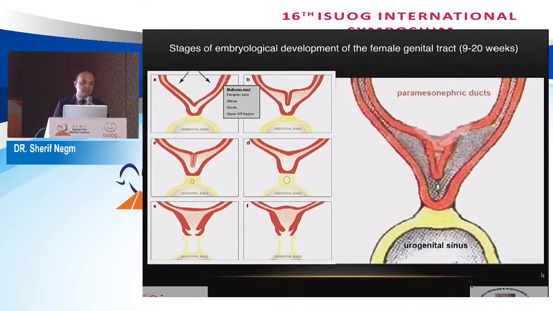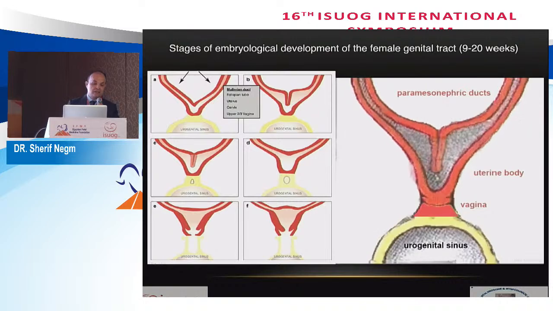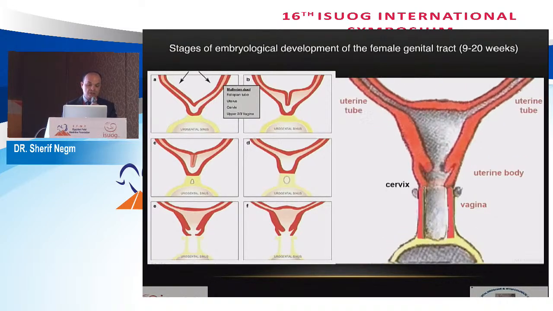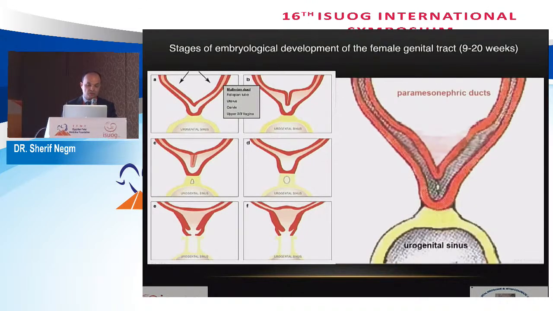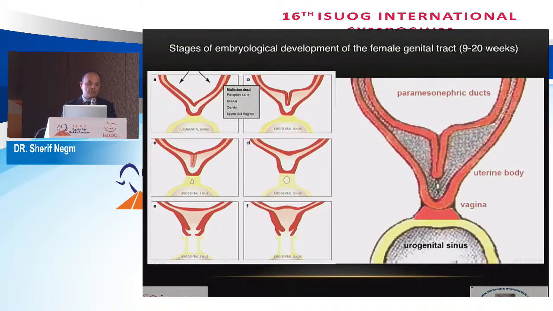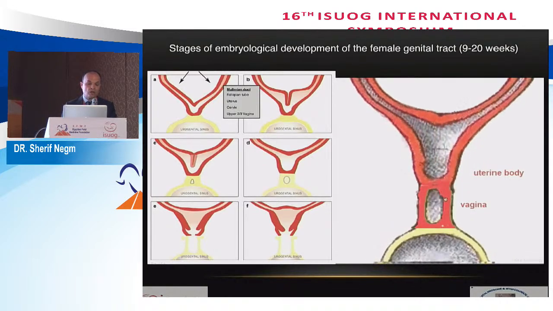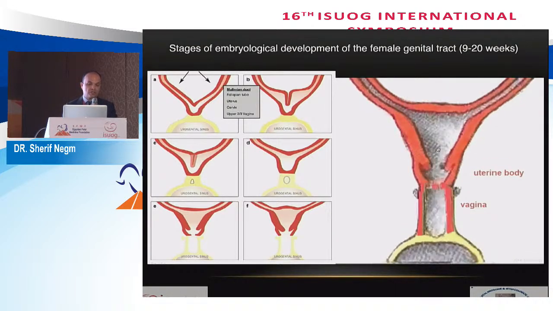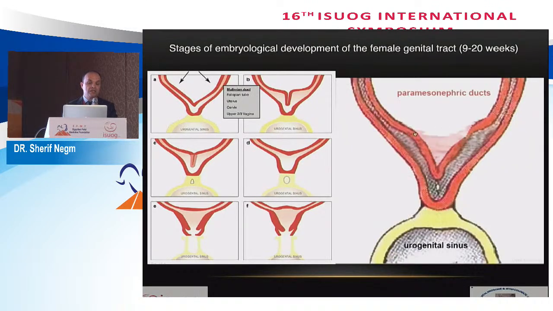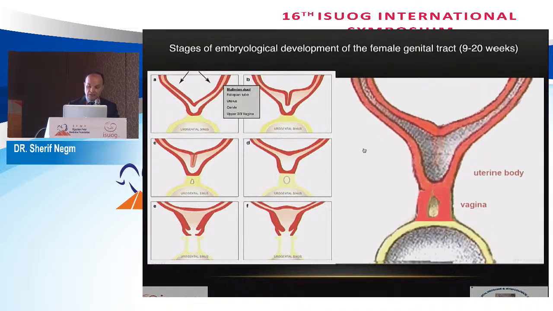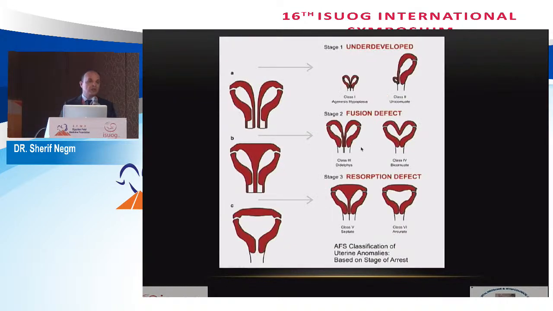This is just a schematic diagram to remind you of the embryology of how the uterus and the female reproductive system is formed. You can see that it is formed from two paramesonephric or Mullerian ducts that fuse together, and as they fuse from below upwards, they form the upper two-thirds of the vagina, the cervix, the body of the uterus, and they remain unfused in the upper part to form the fallopian tubes. So you can infer the possible abnormalities.